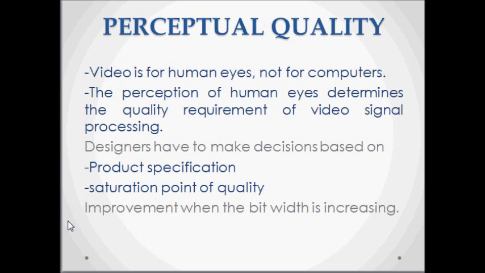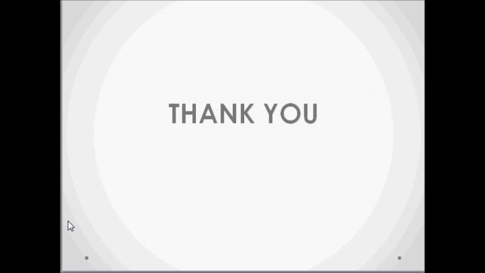Perceptual quality. Video is for human eyes, not for computers. The perception of human eyes determines the quality requirement of video signal processing. For digital video, larger dynamic range of visual means better quality, but with larger hardware cost. Designers have to make decisions based on product specification. Another good reference is the saturation point of quality improvement when the bit width is increasing. Besides the trade-off between area cost and quality, computational complexity can also be lowered at some cost of quality degradation.